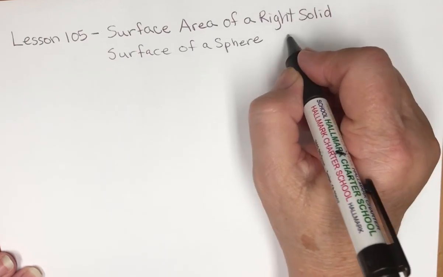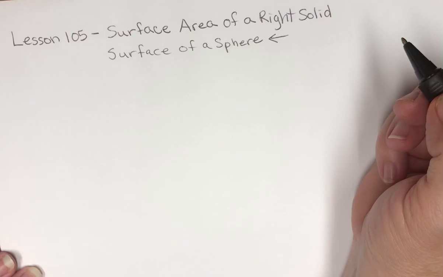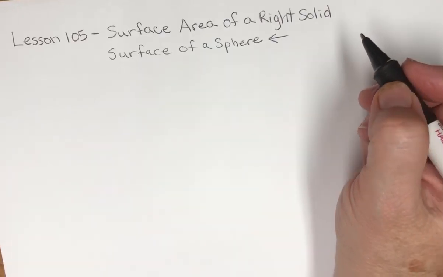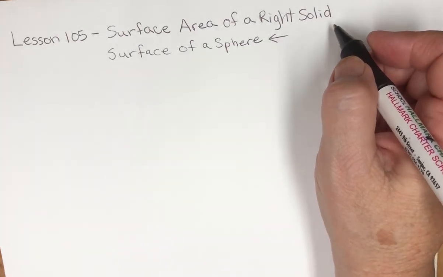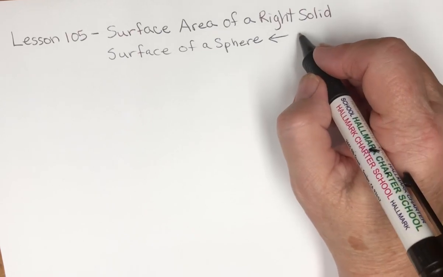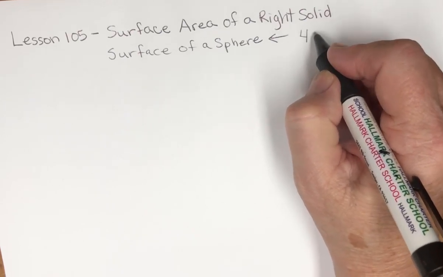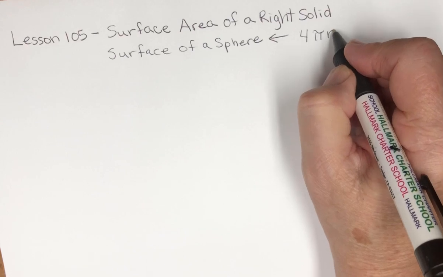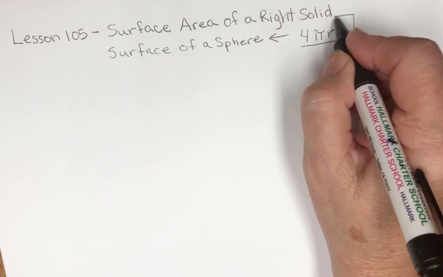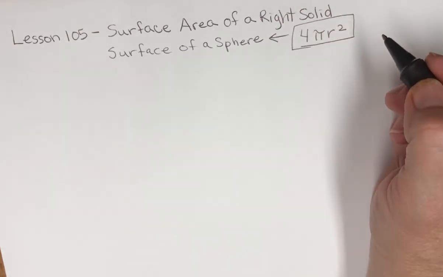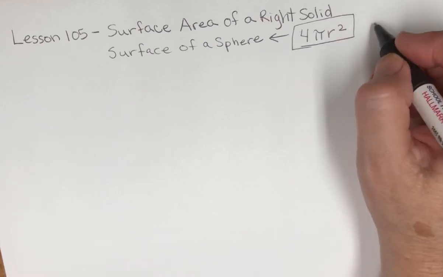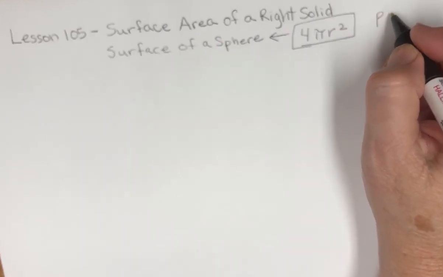The only really new information is going to be the surface area of a sphere, and we figure that out by using a special formula that we haven't used before: 4 pi r squared. That's our new formula for today. Everything else will be stuff we have done before. So we're starting on page 731.